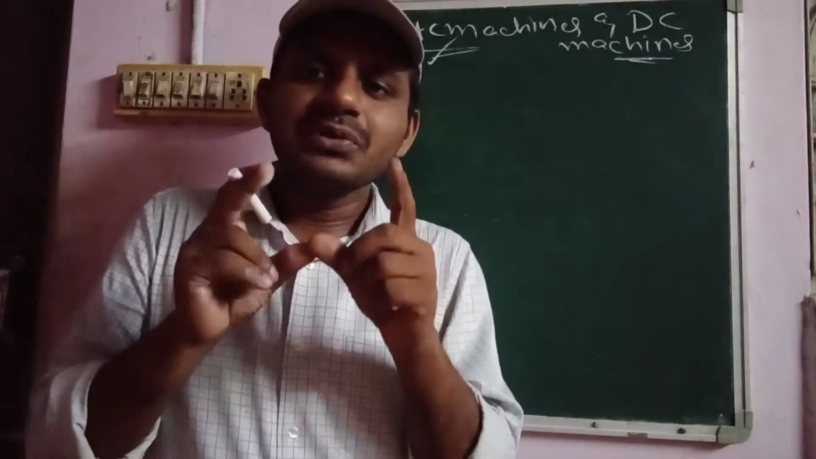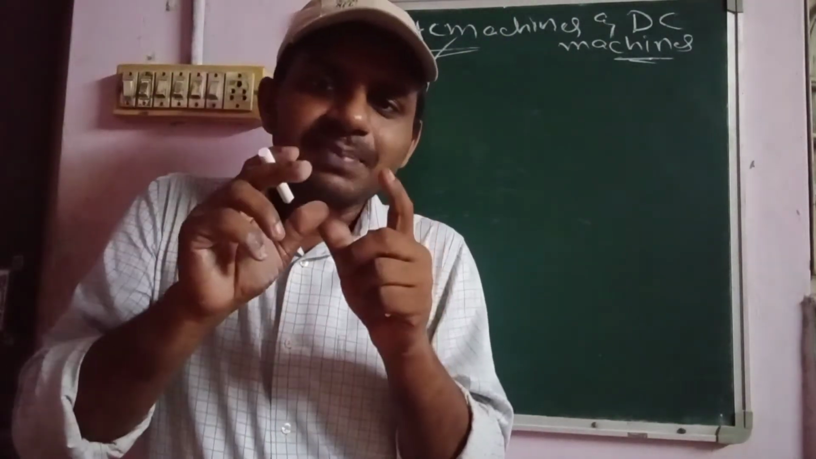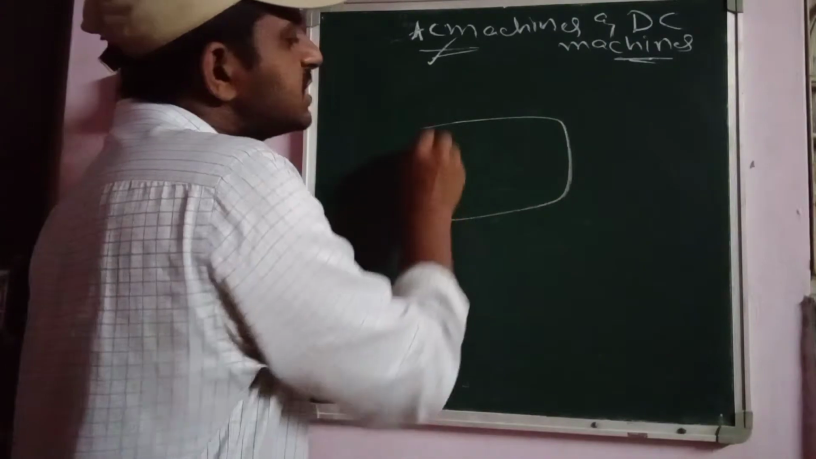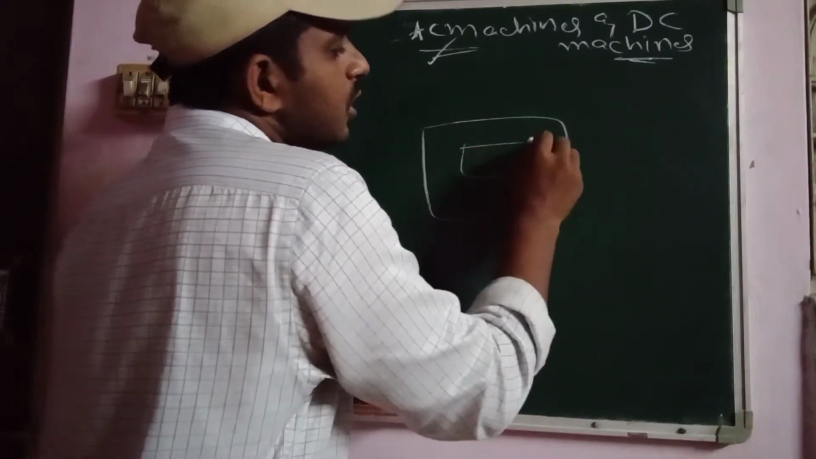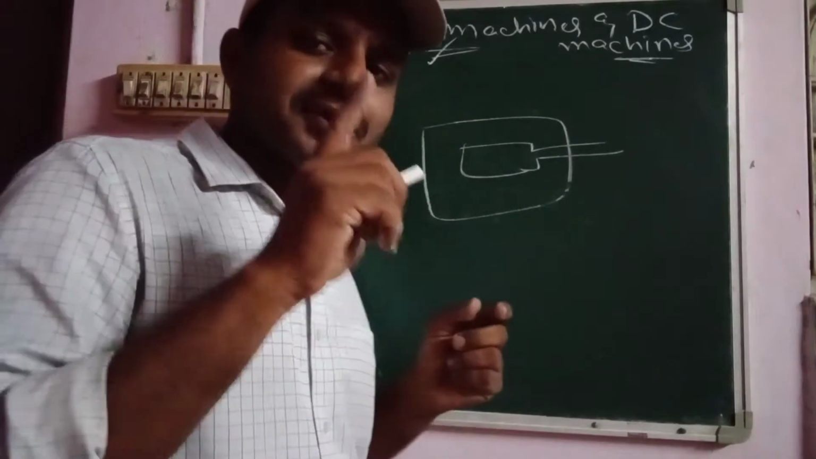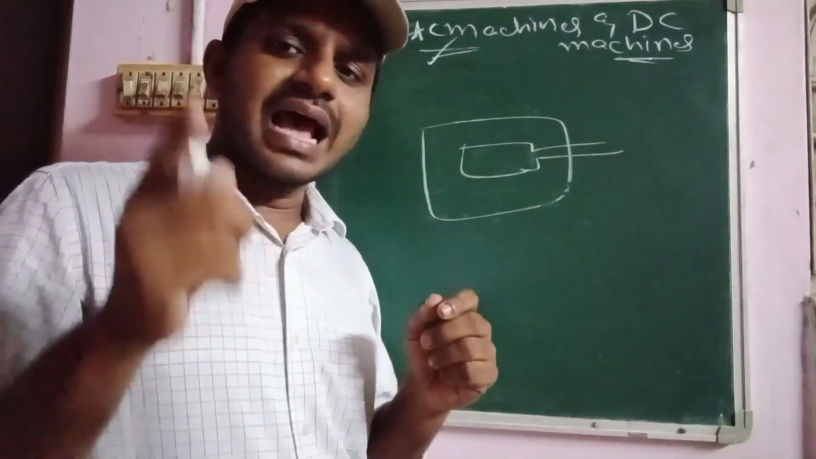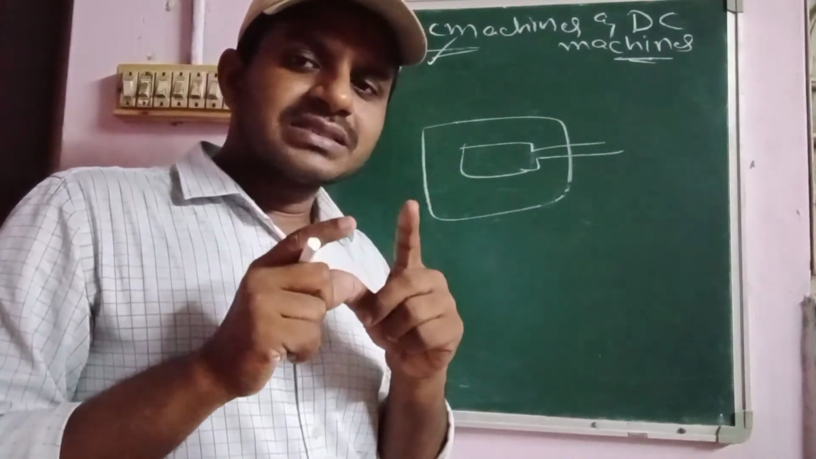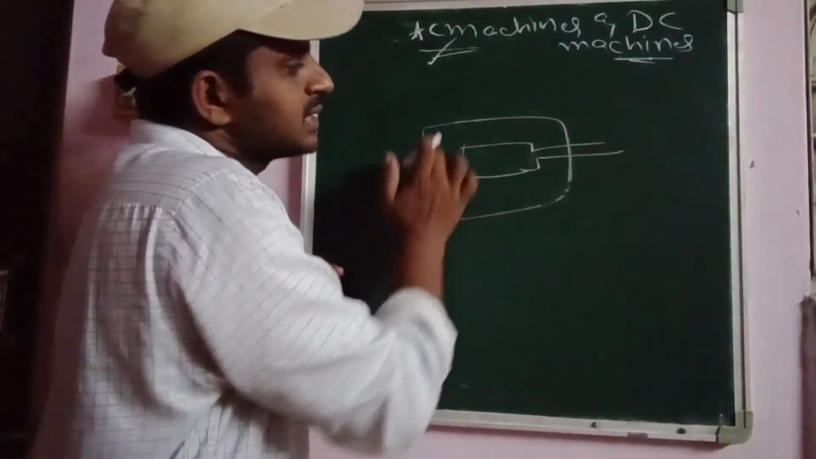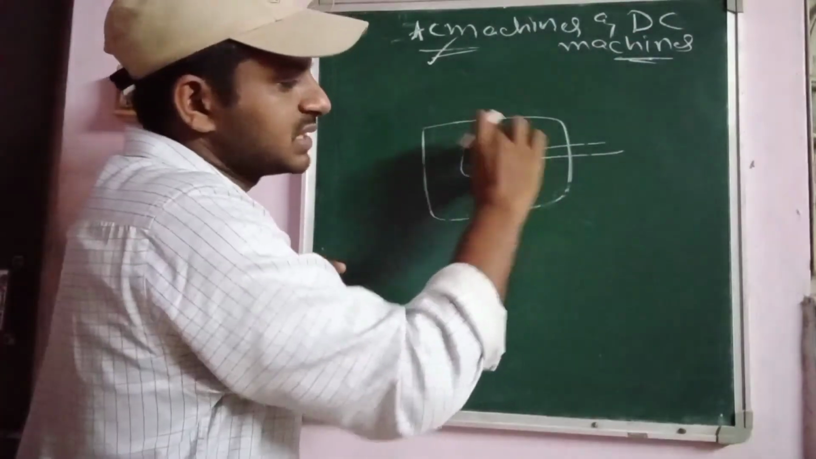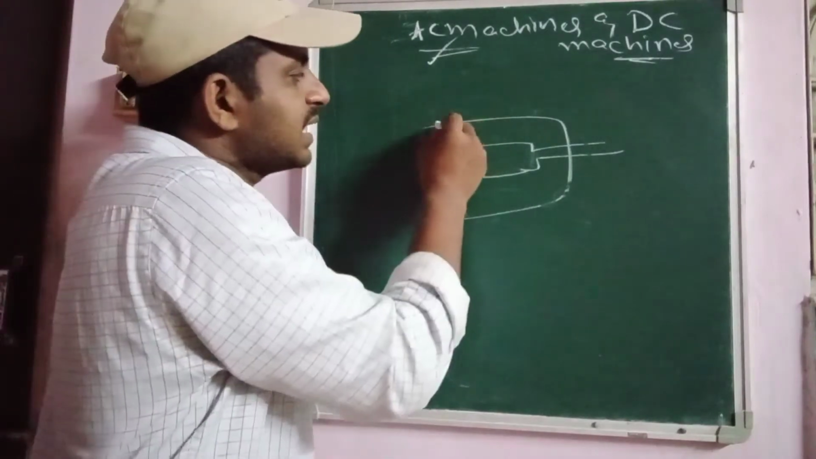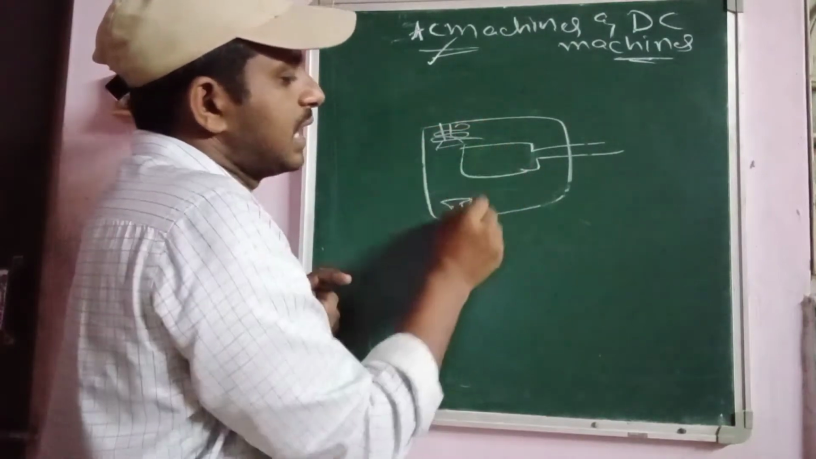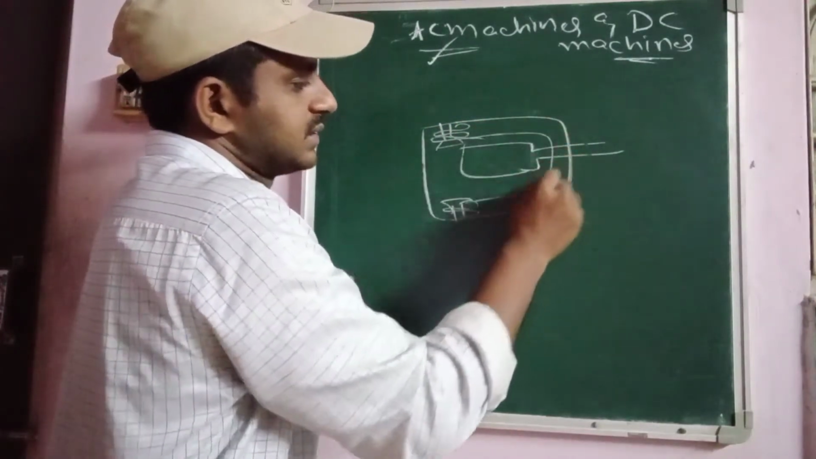In the case of AC machines, the armature winding is placed on the stator, and the field winding is placed on the rotor. Let us consider this is the stator of the machine and this is the rotor. In the stator we place the armature winding like this.